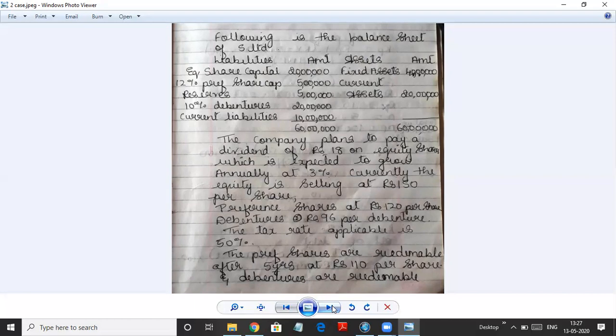Currently, the equity shares are selling at 150. Then they've given you the details of preference shares, then debentures and the tax rate. So let's solve it one by one. First, we'll find the cost of equity.